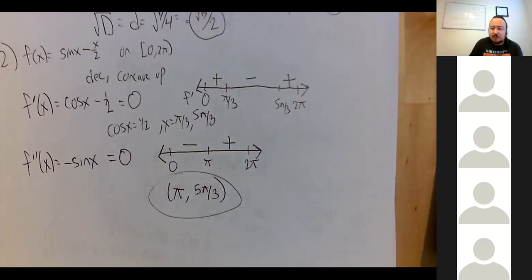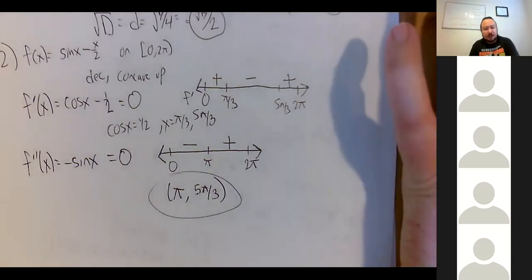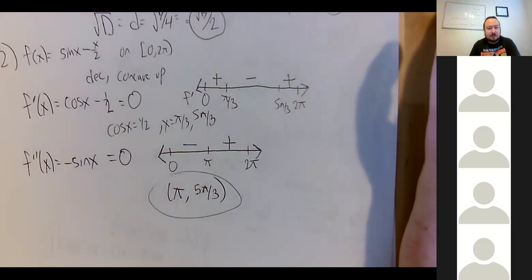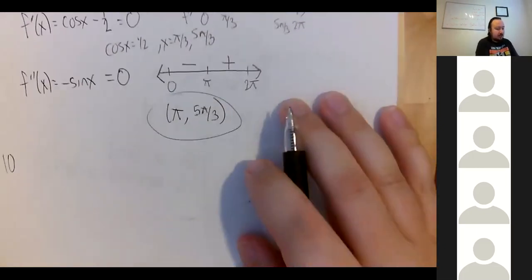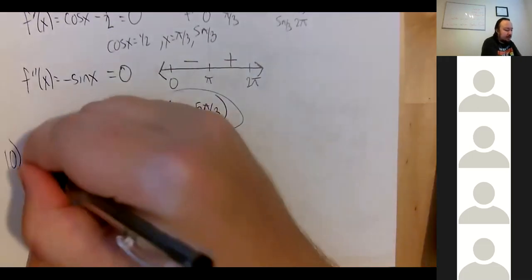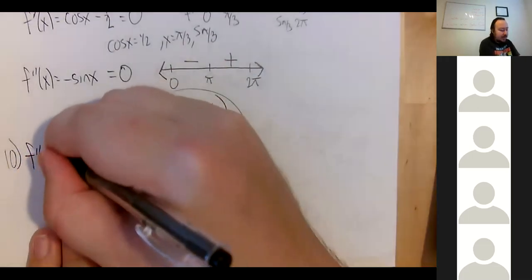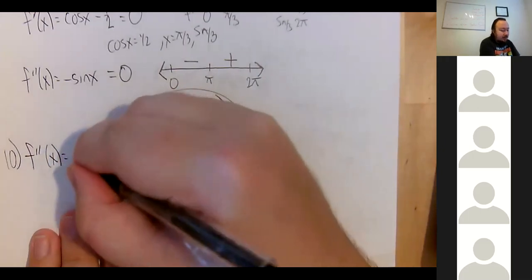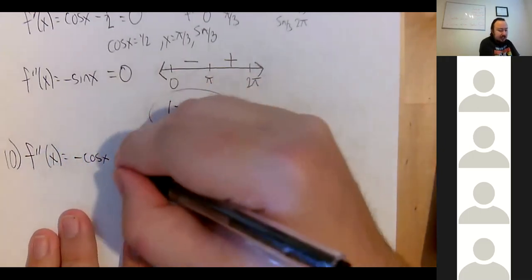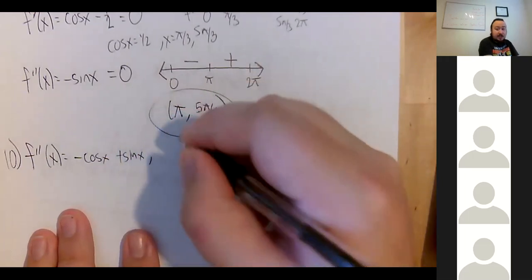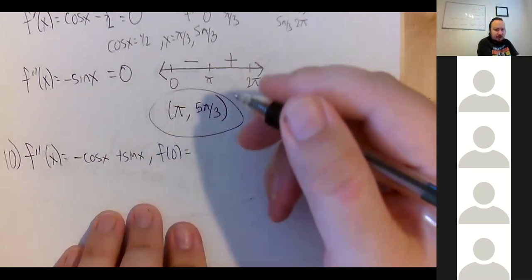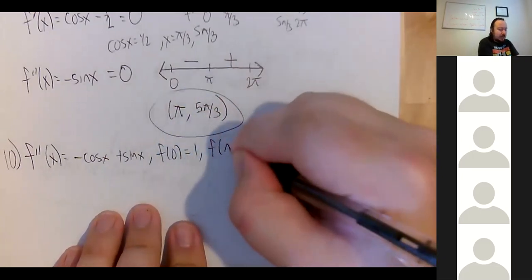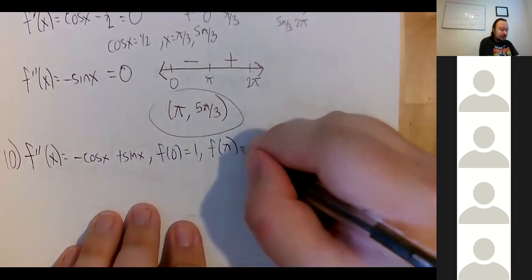Next, let's go back and look at number 10 on the antiderivative homework. I think I know which one this is. I think a lot of people got confused about this one. So in this problem, on the last homework, we have f double prime of x is equal to negative cosine of x plus sine of x. And then they tell us two things about the original function. If we plug 0 into the original function, we get 1. And if we plug pi into the original function, we should get 0.